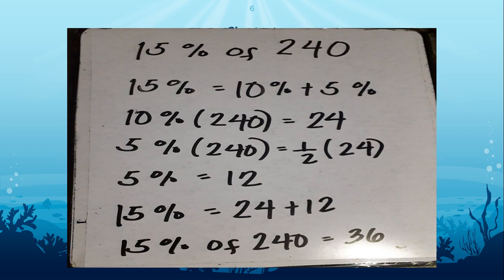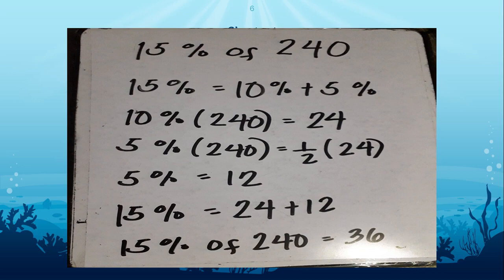Another example of finding percentages using a shortcut is what's on your screen right now. It says here that we need to find 15% of 240. So we have the same base, and 15%, for all we know, a basic fact about 15% is that it is also equal to the sum of 10% and 5%.